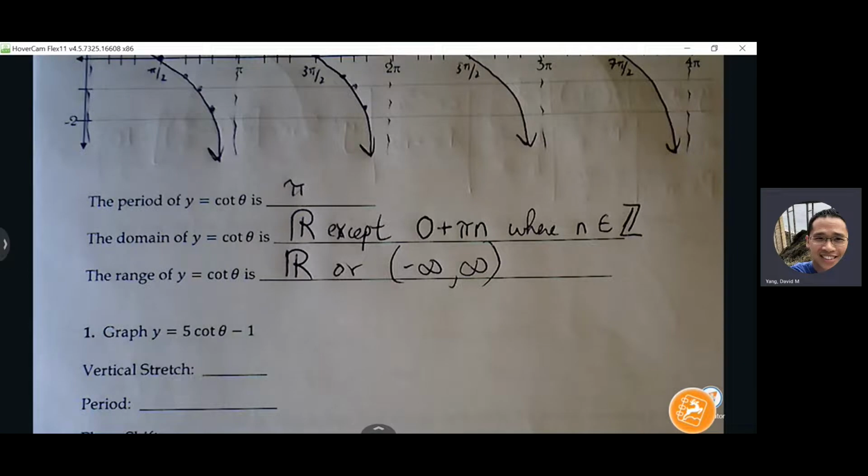Yes. How would you write the domain in interval notation? It'll be, yeah, for interval notation, I don't think there's a way to write interval notation. We have to kind of give it that kind of awkward, writing it out like, 0 plus pi n. Yeah.